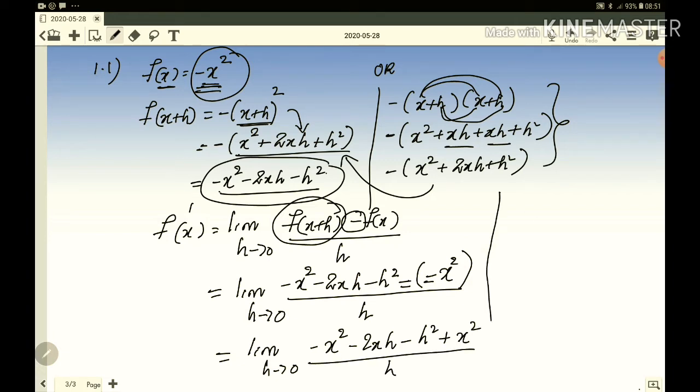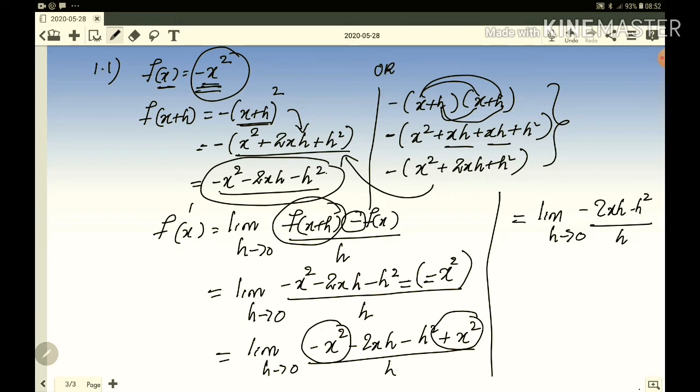So let me write the next step. What happened in the numerator? This minus x square and plus x square will be gone, right? Same number, different sign. So what is left there? Limit h tends to 0, minus 2xh minus h square, divided by h.